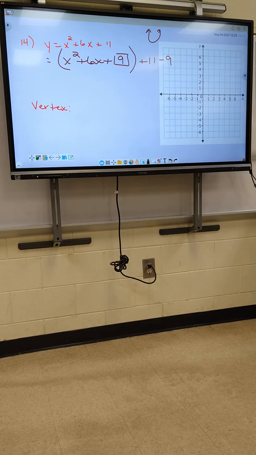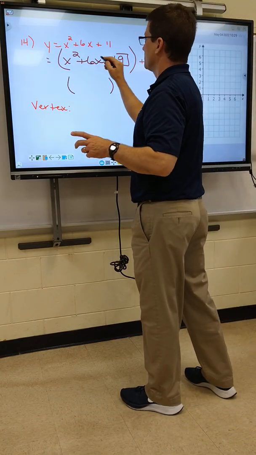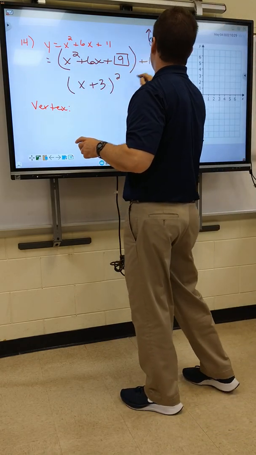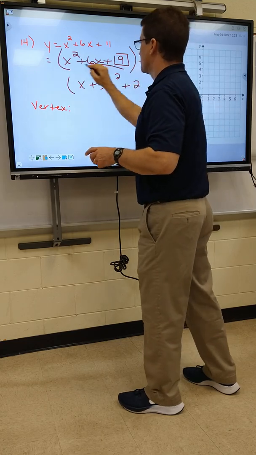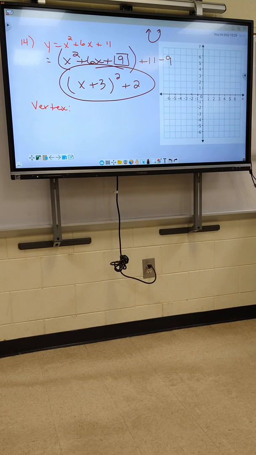All right, now everything else is the same. So Eric, I do this part the same way. It'd be x plus 3 squared. And I do this, I add up plus 2. This is my vertex form of the equation. All right, that's vertex form. That's not the vertex, that's vertex form.